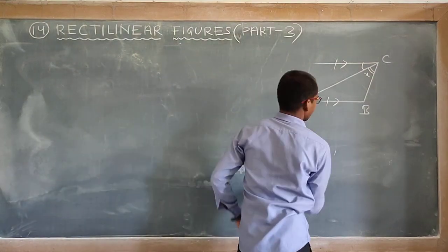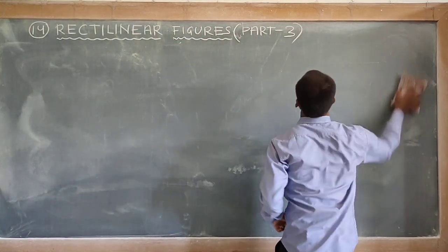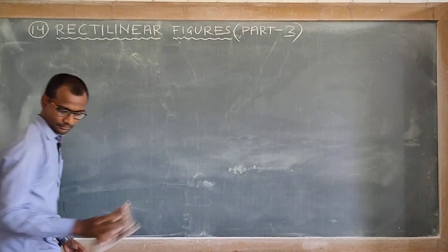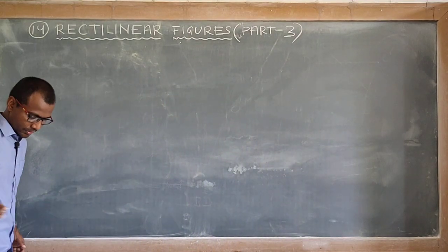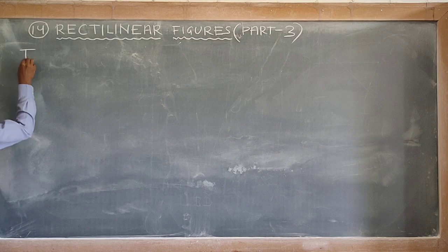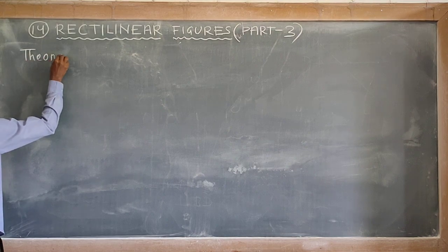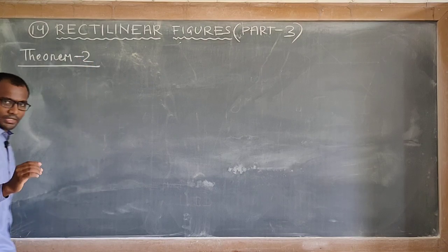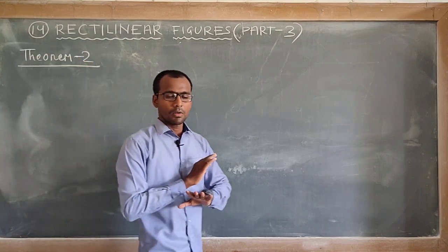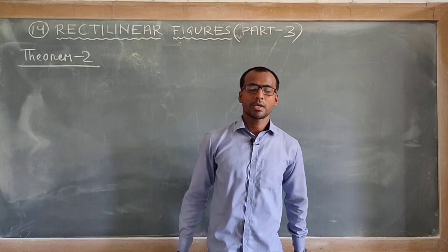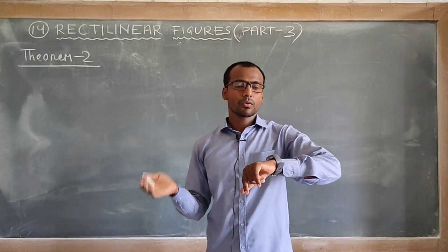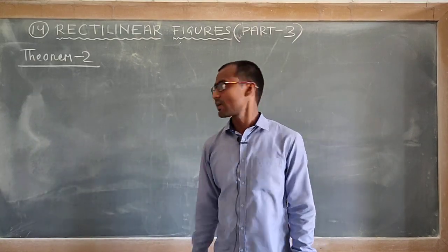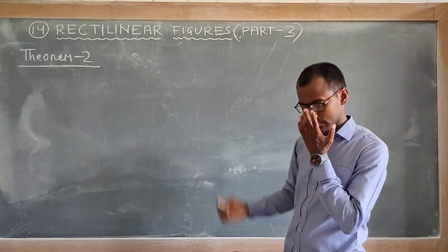This is theorem number 1, which is the most important theorem of this chapter. Next is theorem number 2, again based on parallelogram. First we will complete all the theorems based on parallelogram. Then we will move to rectangle, then rhombus, then square. Theorem number 2.